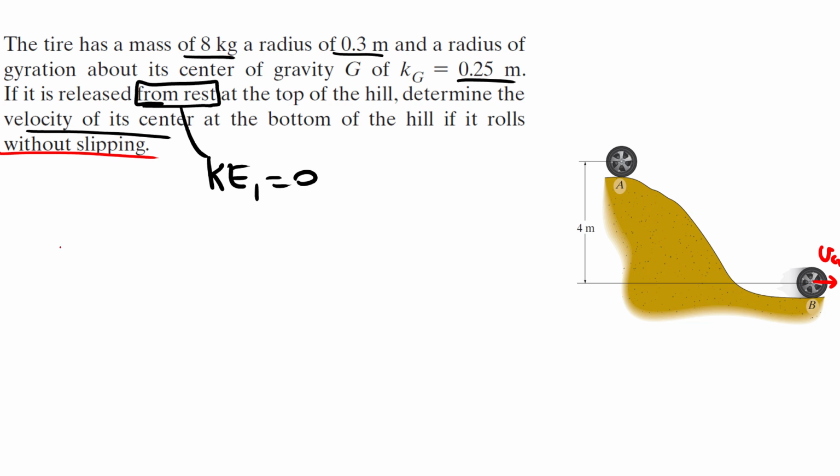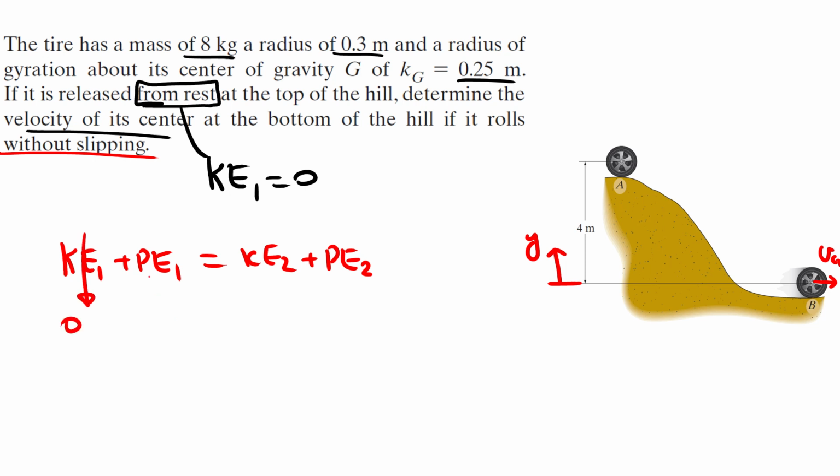So we will apply the conservation of energy: kinetic energy at 1 plus the potential energy at 1 will be kinetic energy at 2 and then potential energy at 2. And then this will be the coordinate y. At 1 the kinetic energy is 0. The potential energy at 1 is m, g and y.